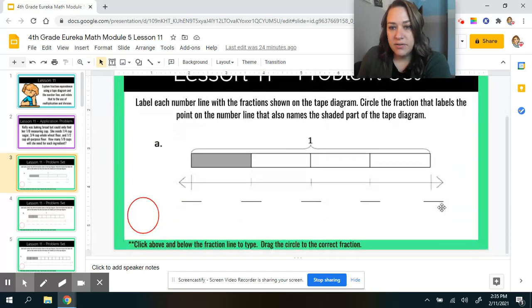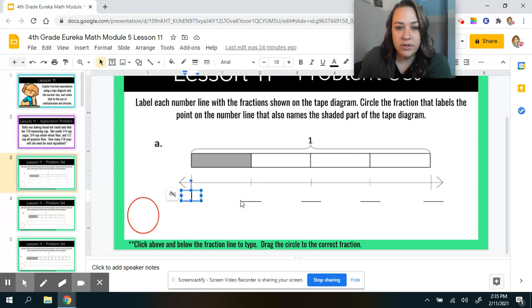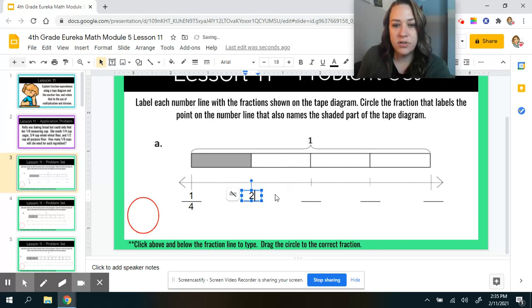So if you see here, this is our 1 whole, okay? And you can see one of those units is shaded. So what this tape diagram is representing is 1/4. So to type in your fractions, you're going to double click on the top and the bottom, double click. So you can see there's 1/4. If this one were to be shaded, this one would be 2/4.